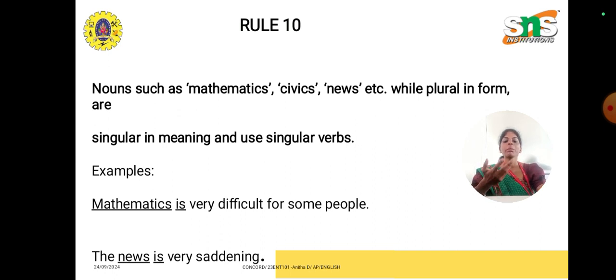For example, mathematics is a very difficult subject, or mathematics is a very easy subject. The news is very saddening. The news is very interesting. Civics is my favorite subject. So you cannot cut that s. Even if there is an s, it takes the singular form of the verb. You are not supposed to say mathematics are very difficult for some people. It's wrong. You are supposed to use is in that sentence.